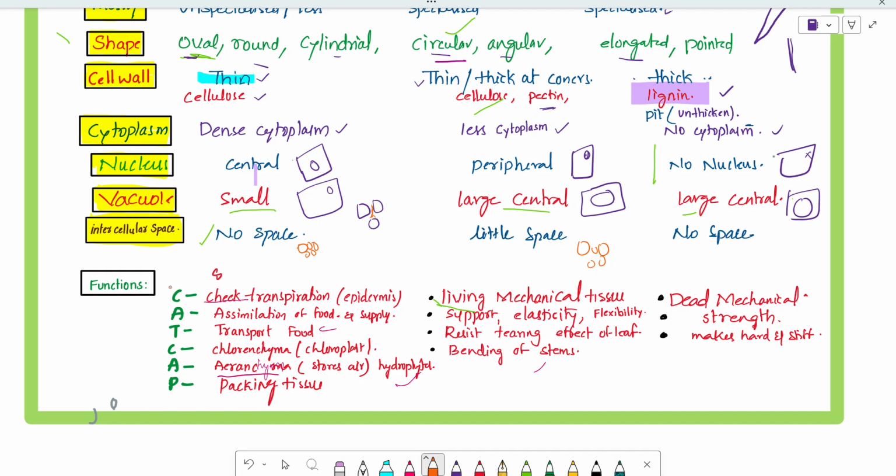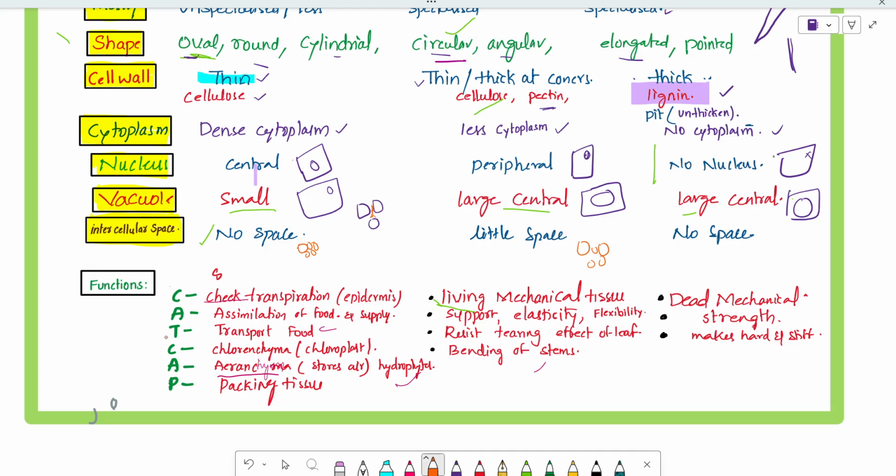Here, I named it as C because this parenchyma helps in checking the transpiration. Checks means here it stops the transpiration. Next one, assimilation: utilization of food or supplying of food. That you can write. Transportation of food, from one place to another place. Who is going to transport the food?